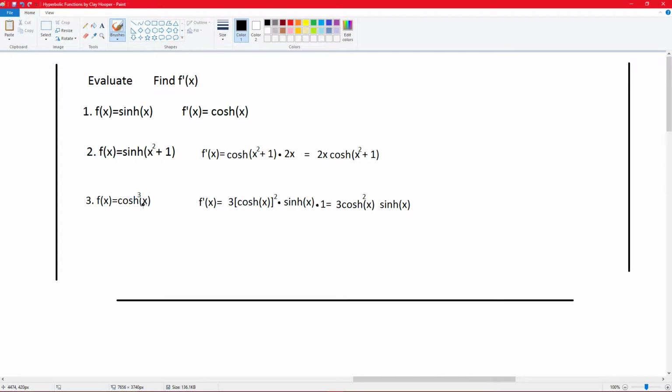Now let's look at cosh cubed of x. It's a little bit different, and first we start with the chain rule. Bring the exponent out front, subtract the exponent by 1, which gives us 3 cosh squared of x. Then you multiply by the derivative of the inside function. And unlike sine and cosine, where the derivative of cosine is negative sine, the derivative of cosh is sinh, not negative sinh. So multiply it by sinh of x, then you multiply by the derivative of the inside function again, which is 1, and then you multiply it all out, you get 3 cosh squared of x, sinh of x.